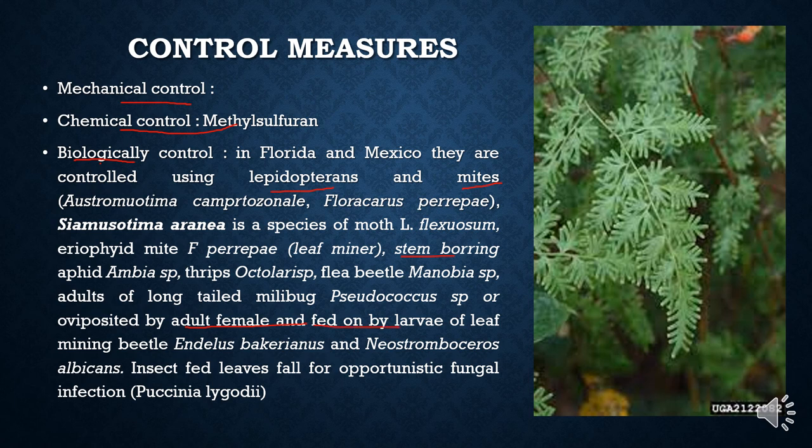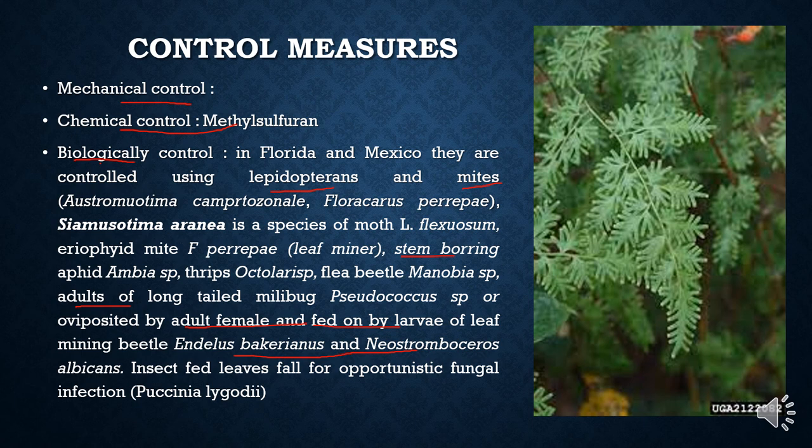Sometimes the female feeds on the leaf and oviposits, that is lays her eggs on the leaf, and the larvae that come out keep on eating the leaves. So these are the two types of predation in biological control.